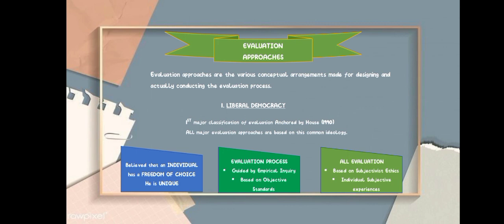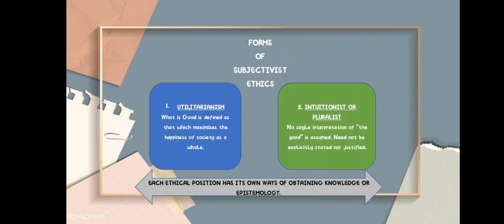Next are the forms of subjectivist ethics. First is utilitarianism. What is good is defined as that which maximizes the happiness of society as a whole. For example, if you are choosing ice cream for yourself, the utilitarian view is that you should choose the flavor that will give you the most pleasure. Or as a future teacher, when doing a discussion in front of the students, make sure that they are listening to you. Make it more lively so that their attention is on you.